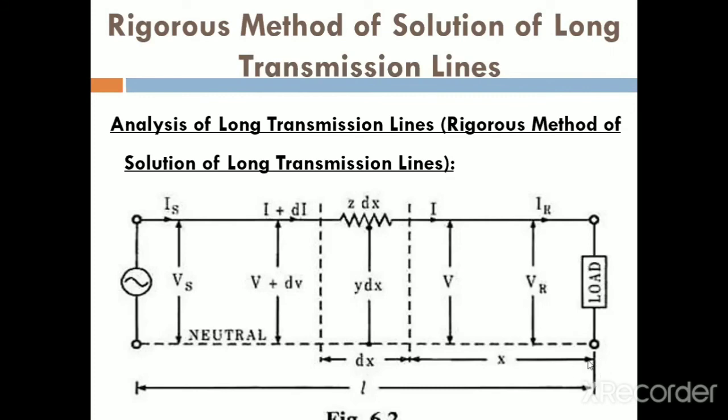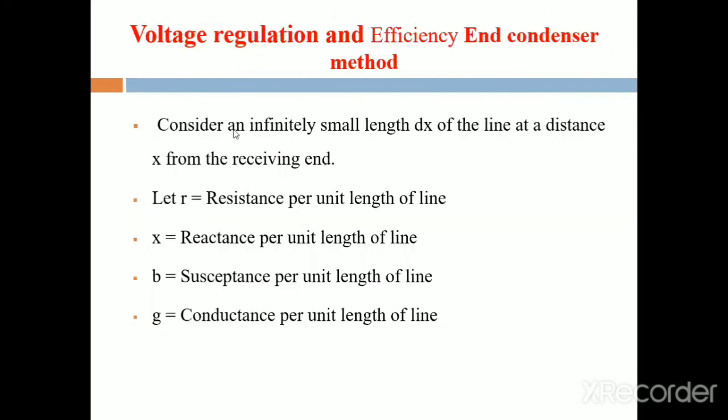How do we take this dx? From the receiving end side, we take x meters distance, and at that distance we consider one small length dx. This method is called the rigorous method. Consider an infinitesimally small length dx of the line at a distance x meters from the receiving end. Let R be the resistance per unit length of the line and X the reactance per unit length of the line. Therefore, Z is equal to the square root of R square plus X square.